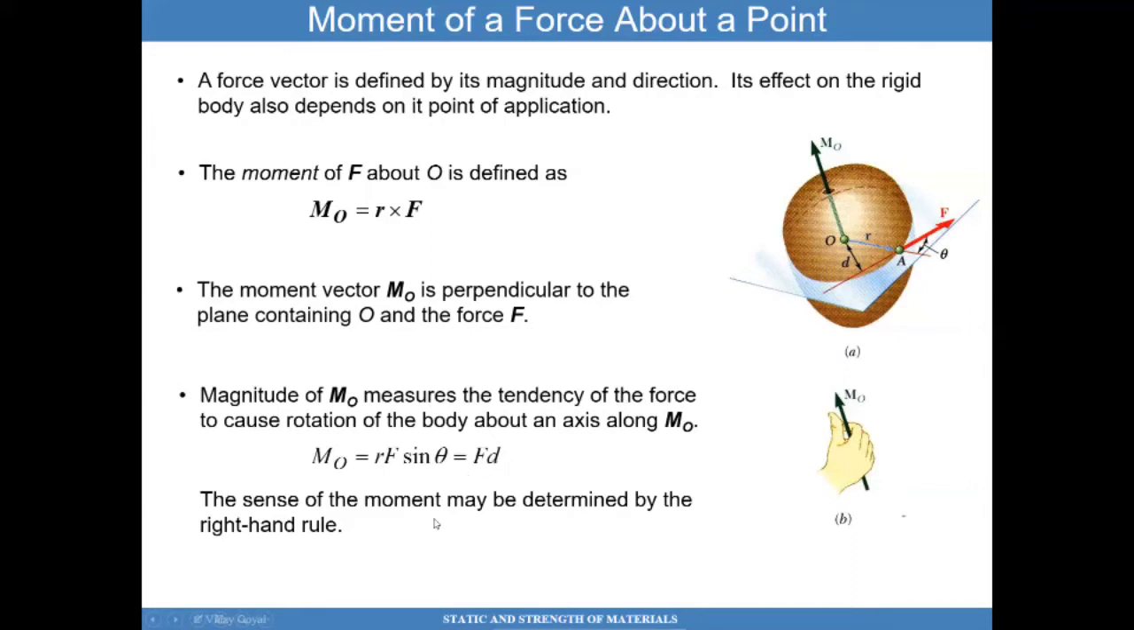The sense of the moment may be determined by the right-hand rule. Put your four fingers along this axis, and then rotate them to close on F. So you're coming from here with your four fingers, and then you rotate your hand to go to F. And that shows you, with your thumb, which way the moment should go. Here it is going upwards. We know that from using that technique.